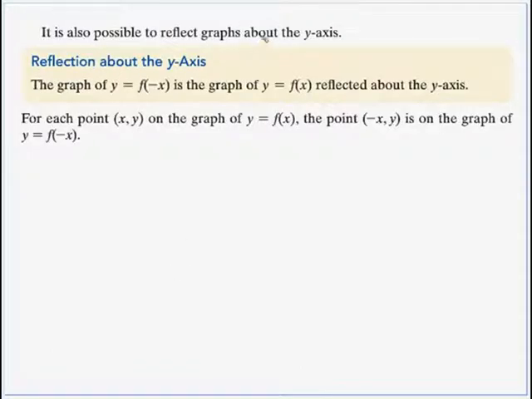It's also possible to reflect about the y-axis. So if we have the graph of f of negative x, now we're negating the x values before we put them in. That graph is the graph of y equals f of x reflected about the y-axis. So for each point (x, y) on the graph of y equals f of x, the point (-x, y) is on the graph of y equals f of negative x.